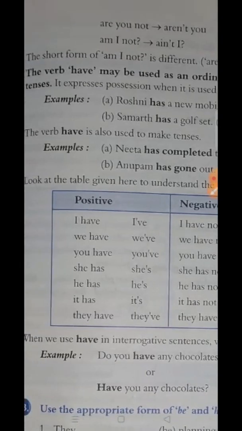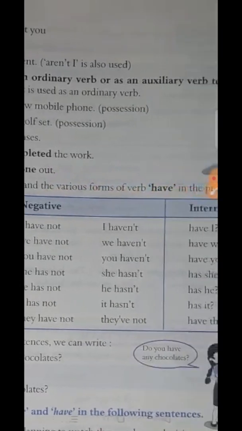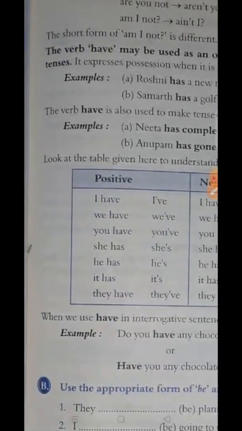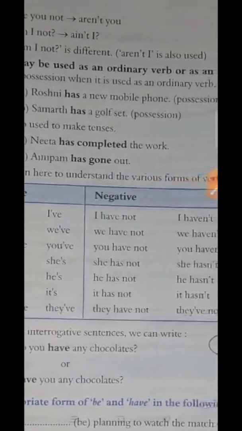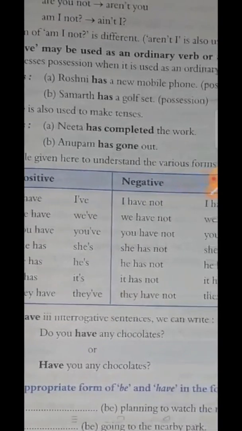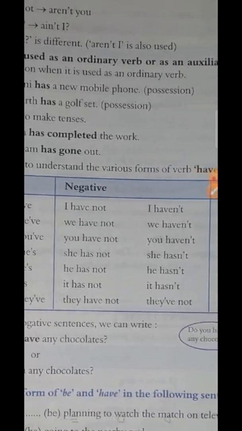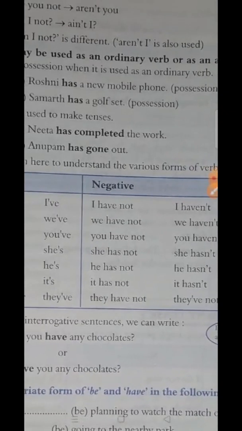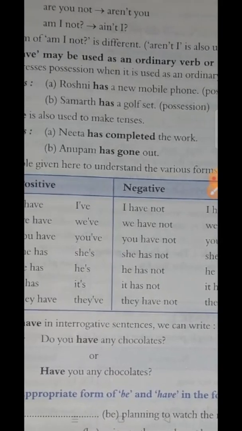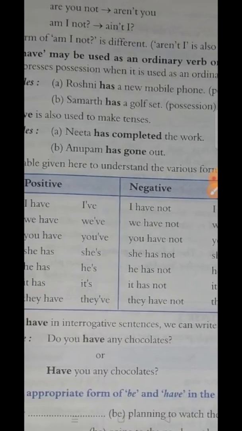The verb have may be used as an ordinary verb or as an auxiliary verb to form other tenses. It expresses possession when it is used as an ordinary verb. Examples: Roshni has a new mobile phone. Possession means she is the owner of this mobile, that's why it is possession. Samarth has a golf set. Samarth is the owner of the golf set. So it shows the person is the owner of the particular thing.